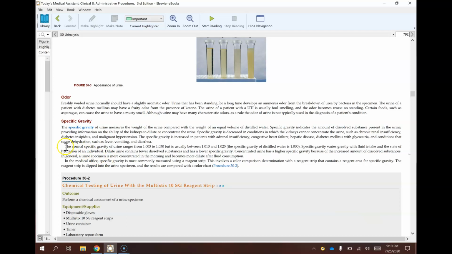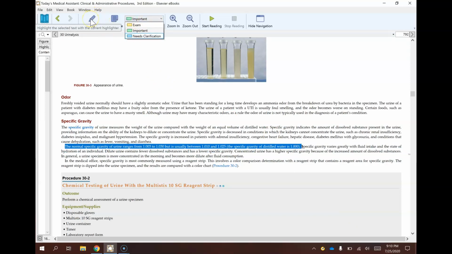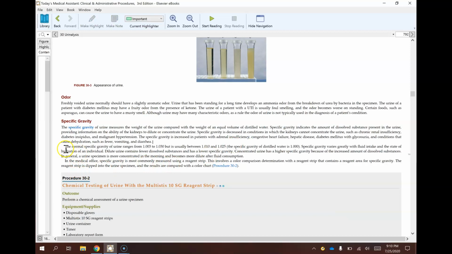So I'm going to highlight what is normal specific gravity. Maybe. Dang it. Thought I had this. The normal specific gravity of urine ranges from 1.003 to 1.030. Usually it is found to be between 1.010 and 1.025.